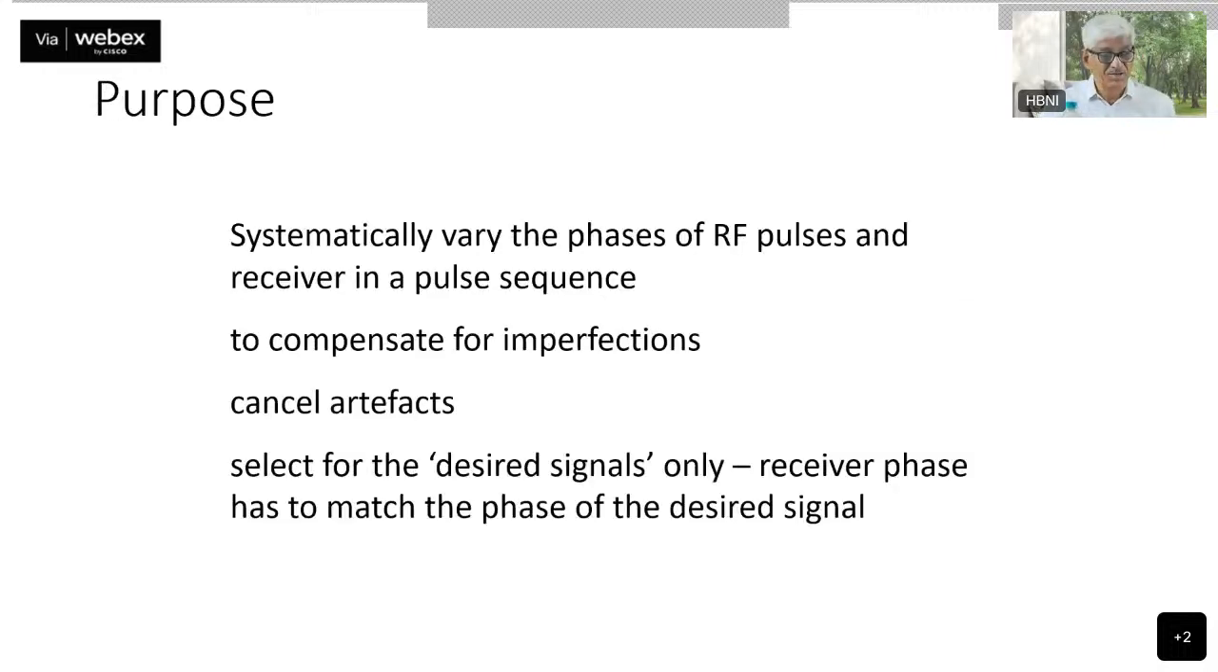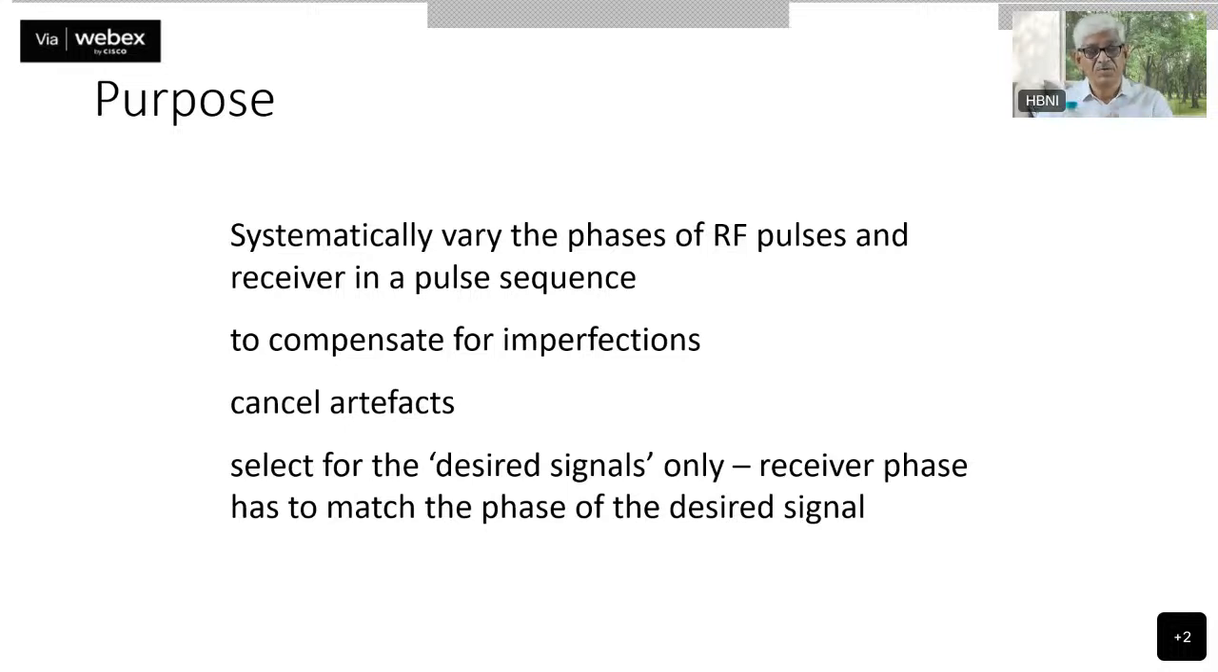Let us see here. What you want to do here is systematically vary the phases of RF pulses and receiver in a pulse sequence. We have seen some examples of this when we discussed particular experiments like NOESY and double quantum filtered COSY. We will refer to that again today also. And the idea is to compensate for imperfections, number one. There are different objectives: cancel artifacts, select for the desired signals only. The receiver phase has to match the phase of the desired signal. This is how you select a particular signal which you want.